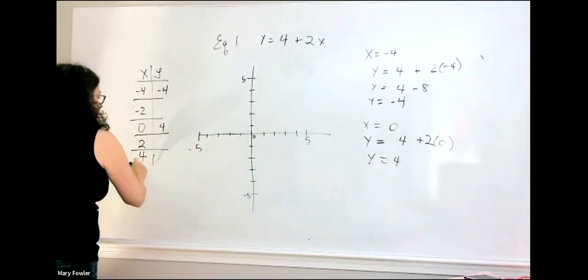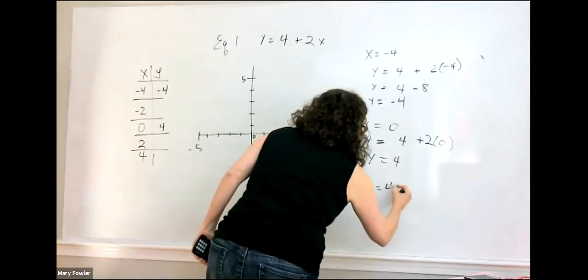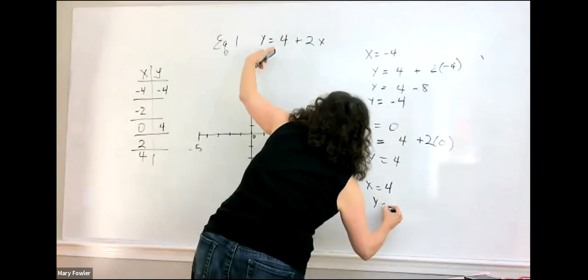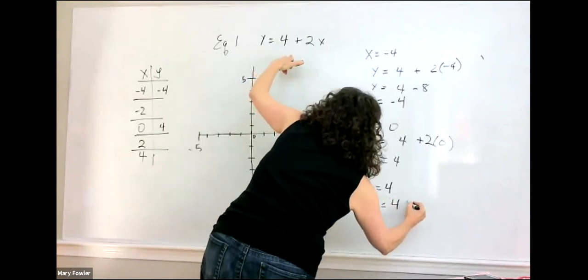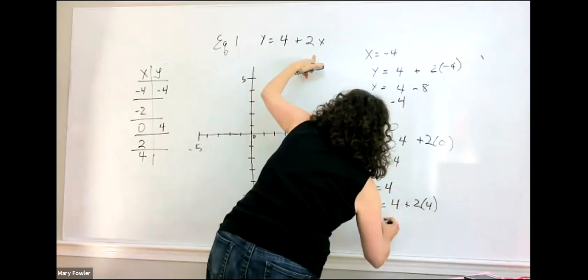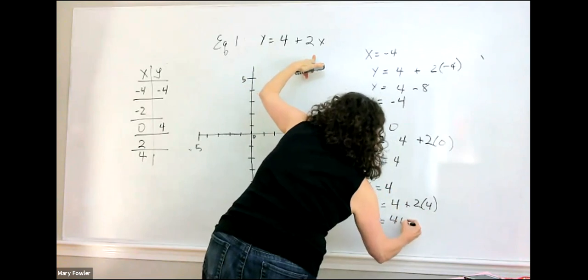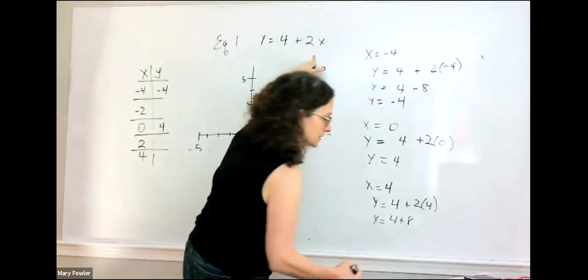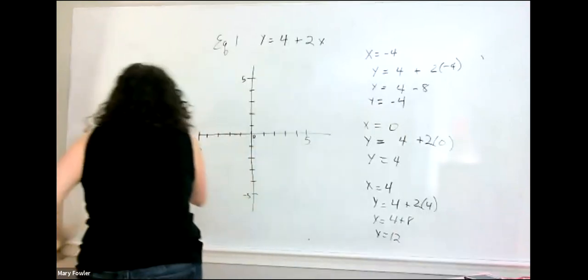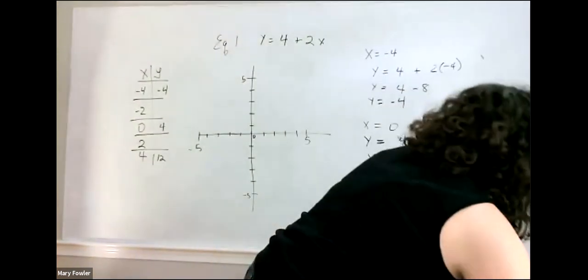And then let's take this one down here. If X is equal to 4, Y is equal to 4 plus 2 times 4. Y is equal to 4 plus 8. So Y is equal to 12. Okay.